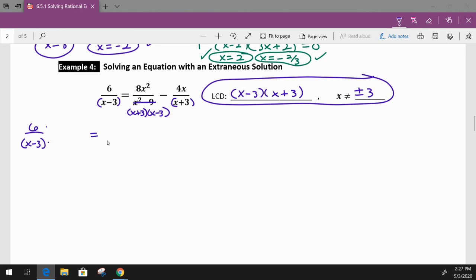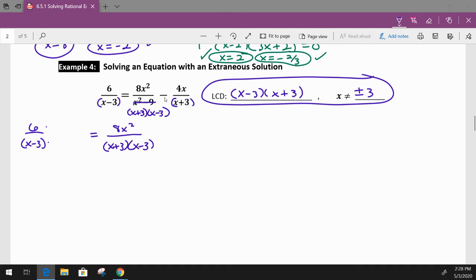And then my equal sign, the 8x squared has a denominator of x plus 3 times x minus 3 already. So since the denominator of this fraction is the same as the least common denominator, we will not need to multiply this denominator by anything. It stays the same. So that 8x squared will not change.